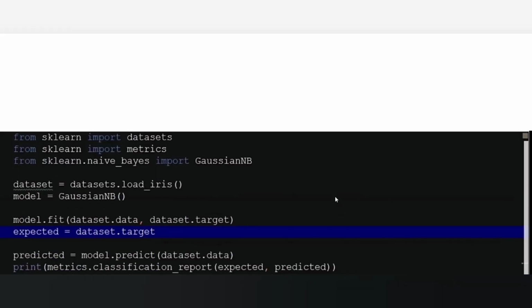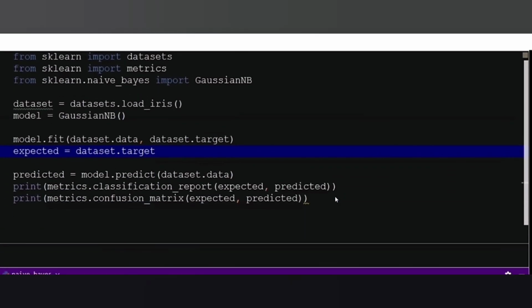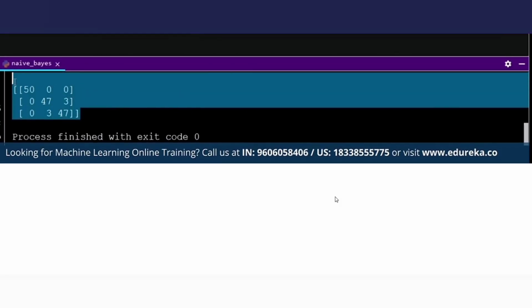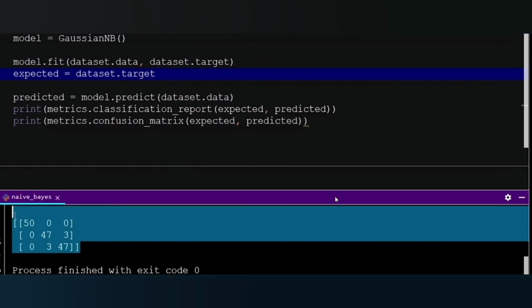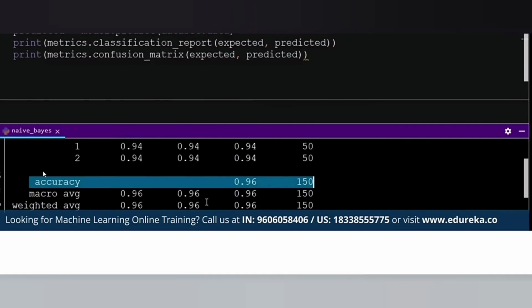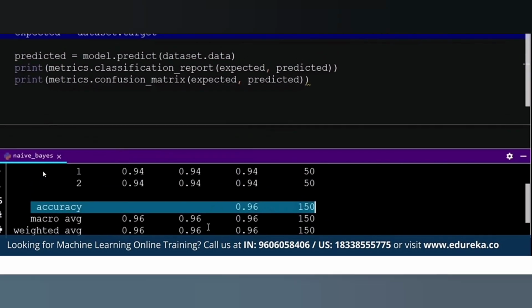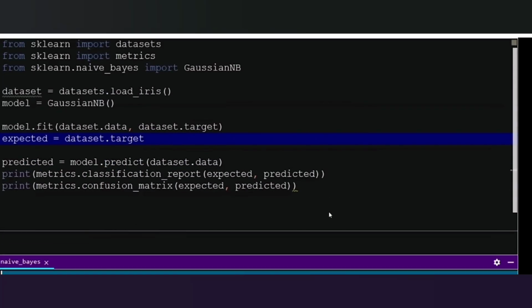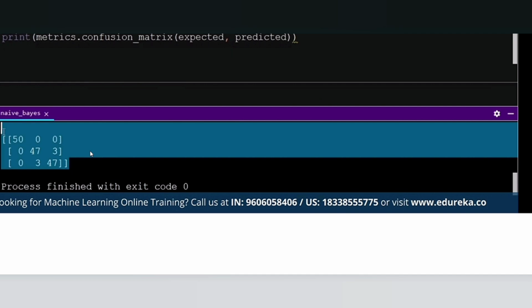Expected is the dataset target. So we are printing two things: one is the expected and prediction, and one is the confusion matrix. So this is the matrix which we are getting, and this is the accuracy that we are having, out of 150. And this is the matrix we are getting.